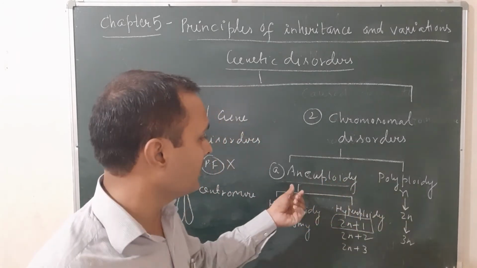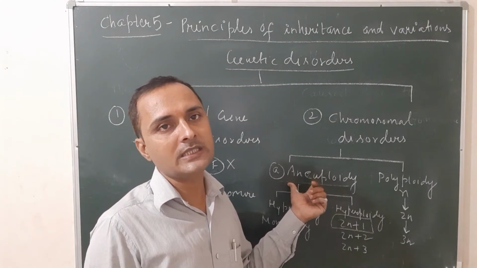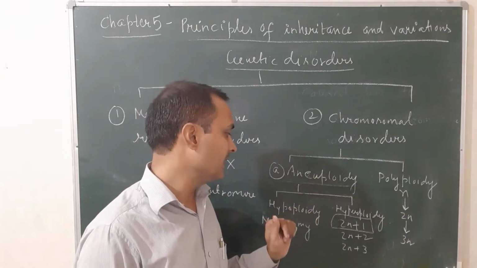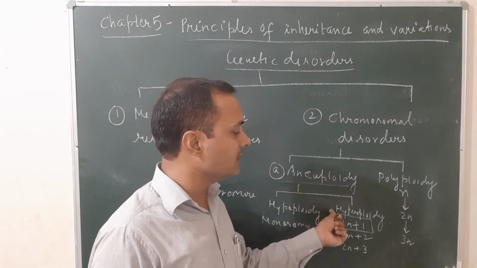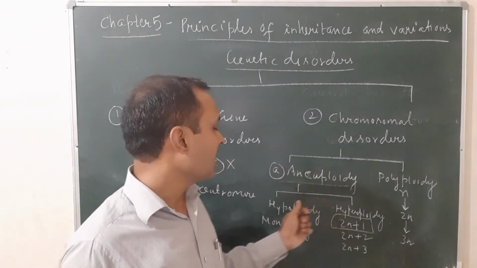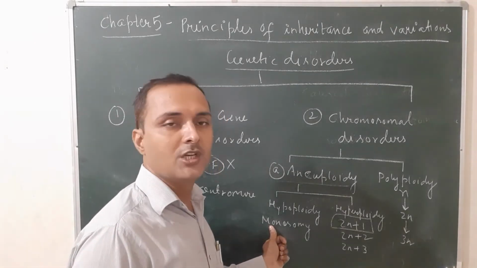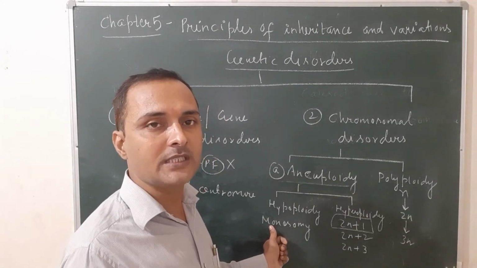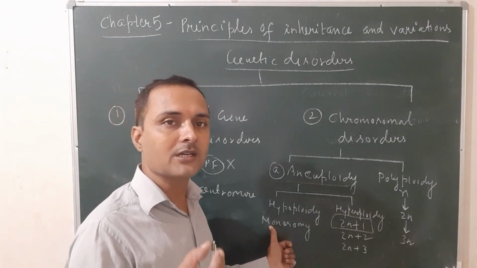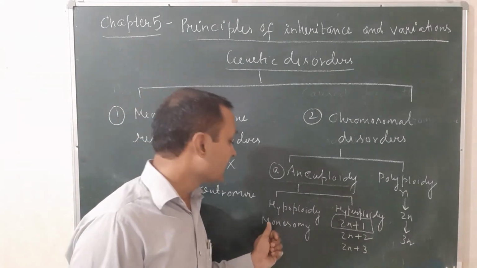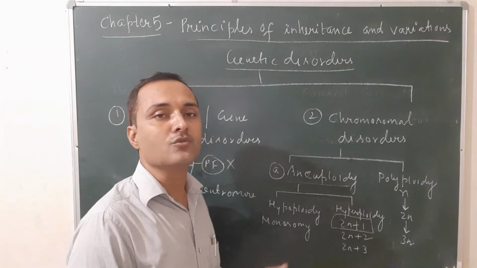In case of aneuploidy, the chromosome number increases or decreases from the single set of chromosomes. When it decreases, it is known as hypoploidy. When increased, it is known as hyperploidy. Hypoploidy: when only one chromosome is lost, it is known as monosomy. When two chromosomes are lost from different pairs of chromosomes, it is known as double monosomy. And when one complete pair is lost, it is known as nullisomy.